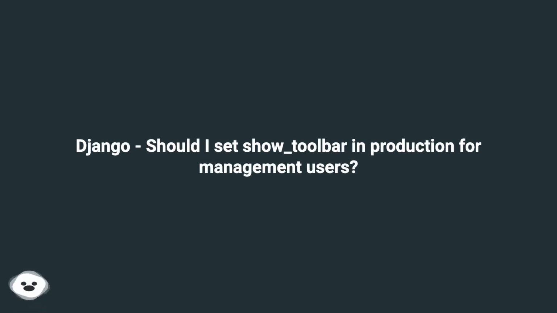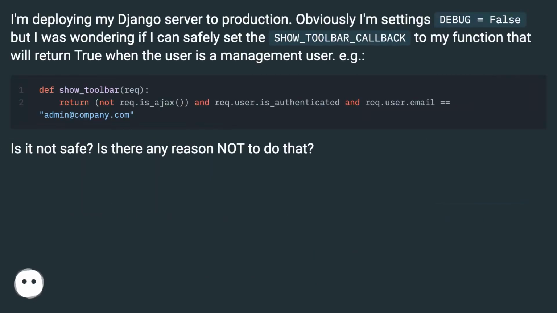Django, should I set show_toolbar in production for management users? I'm deploying my Django server to production. Obviously I'm setting debug equals false, but I was wondering if I can safely set the show_toolbar_callback to my function that will return true when the user is a management user. For example. Is it not safe? Is there any reason not to do that?